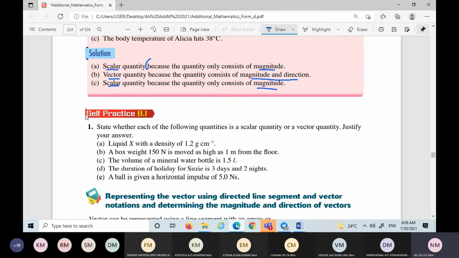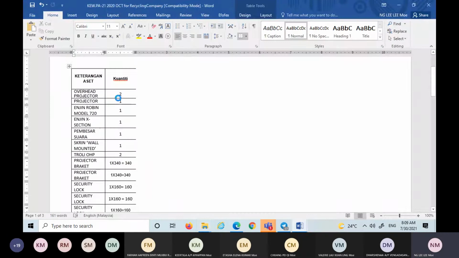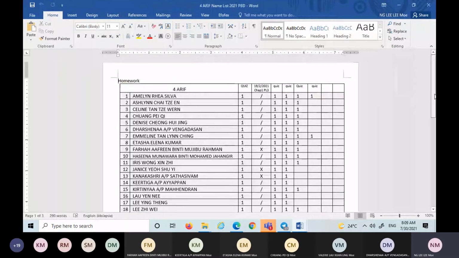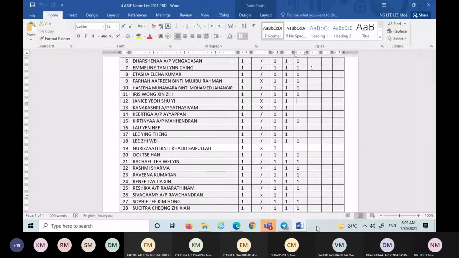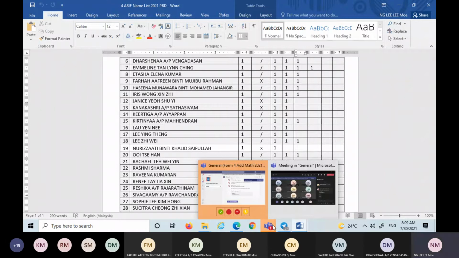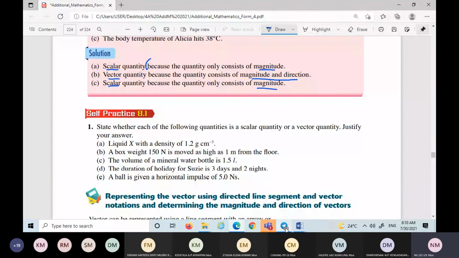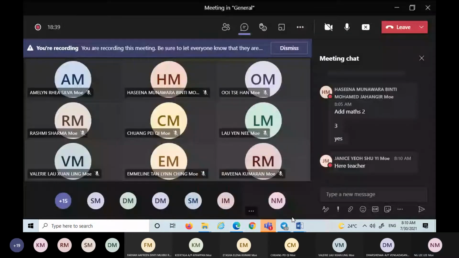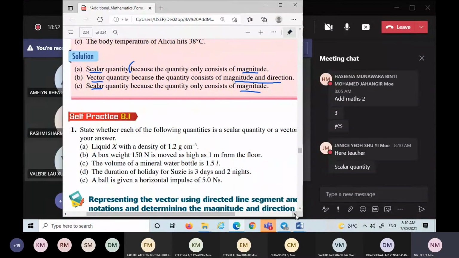So this one we don't do as homework. We will do it now. I'll call names and we do one by one. Yesterday, Janice. Can you answer for number 1A? You have to justify your answer. You have to type.